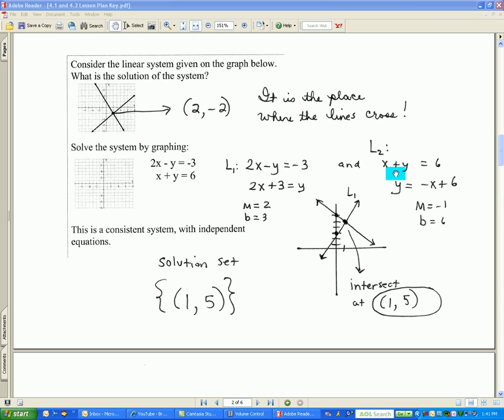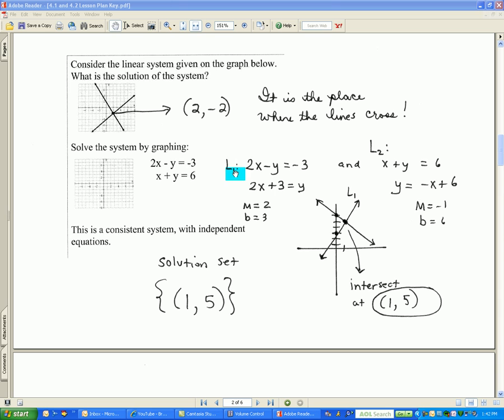If I want to graph x plus y equals 6, I'm going to solve for y by subtracting x. y equals negative x plus 6. 6 is the y-intercept. The number in front of the x is negative 1, and that's my slope.